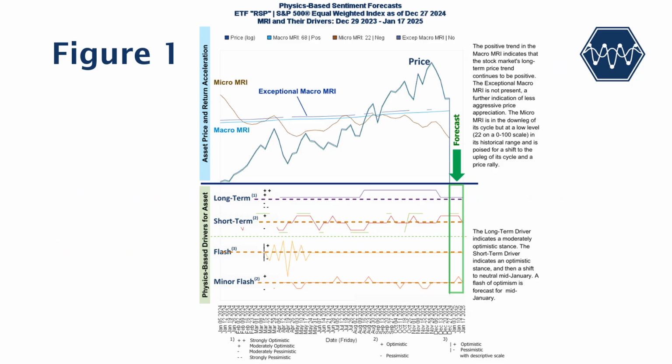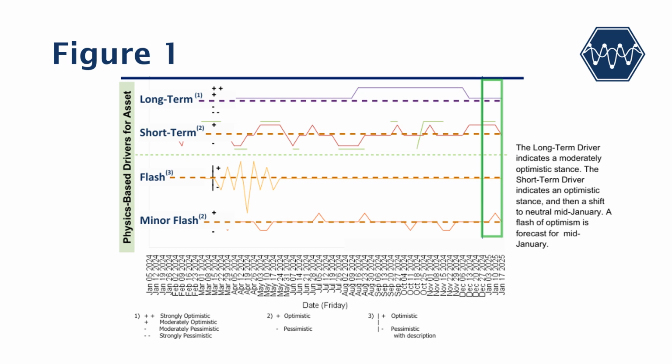Figure 1 of the weekly sentiment forecast report shows the past 52 weeks for the asset being analyzed and includes a forecast period for the physics-based drivers. This example uses the ETF RSP, which tracks the S&P 500 equal-weighted stock market index. The lower panel displays the physics-based drivers for the asset, while the upper panel presents the asset's price and our market resilience indexes. In the lower panel, you'll see 4 physics-based drivers.